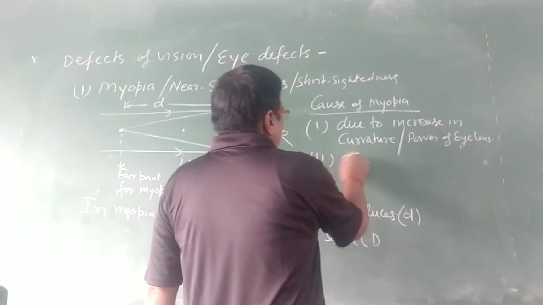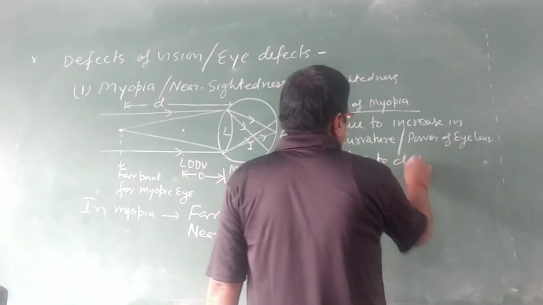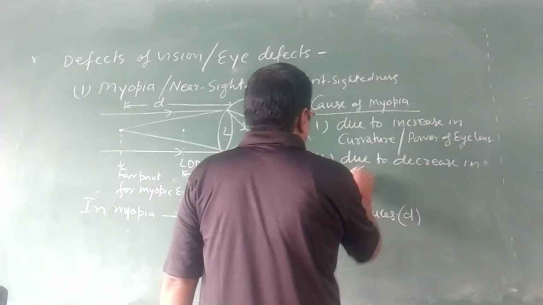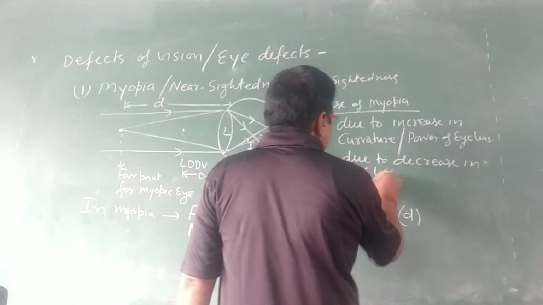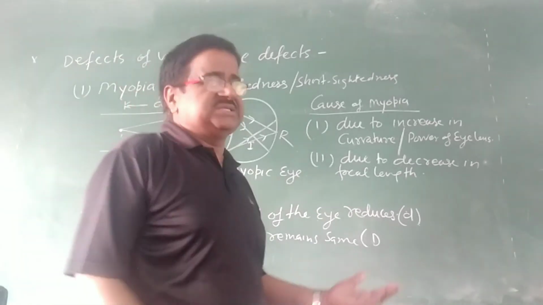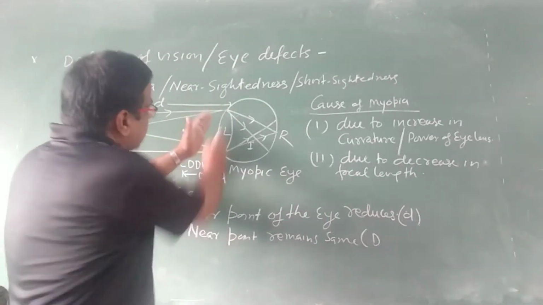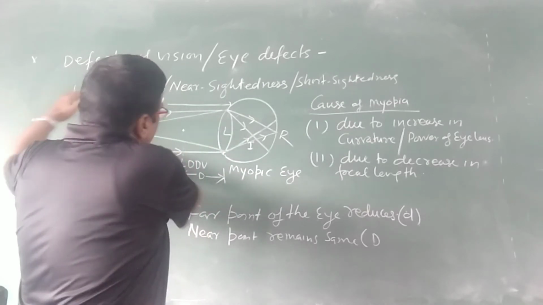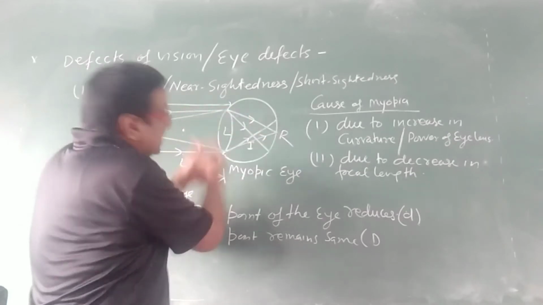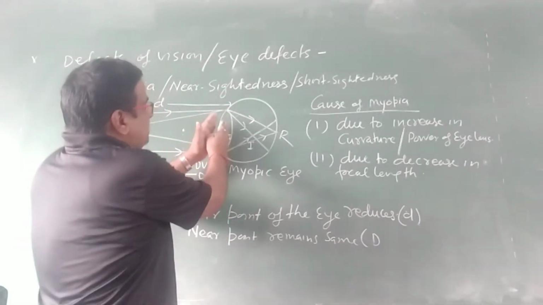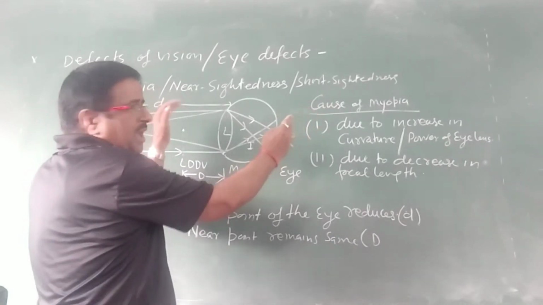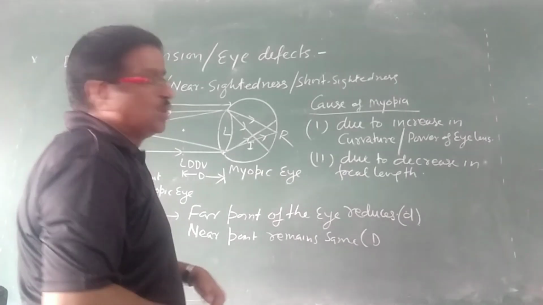Number 2, due to decrease in focal length. If the focal length of this eye lens decreases, what will happen? If the light is coming from infinity, it will concentrate before the retina. If the lens becomes thicker, the power will be more, but the image will be formed closer.